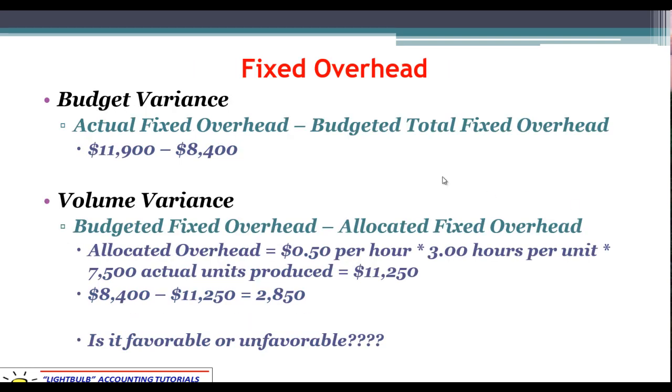So now we're moving on to a completely separate topic with fixed overhead. You can't follow the same model as before. It has two variances related to it, but they're not price and quantity. They're completely separate. The first one is called the budget variance, which is actually the easiest variance out of the entire group because they're just flat out dollar amounts.